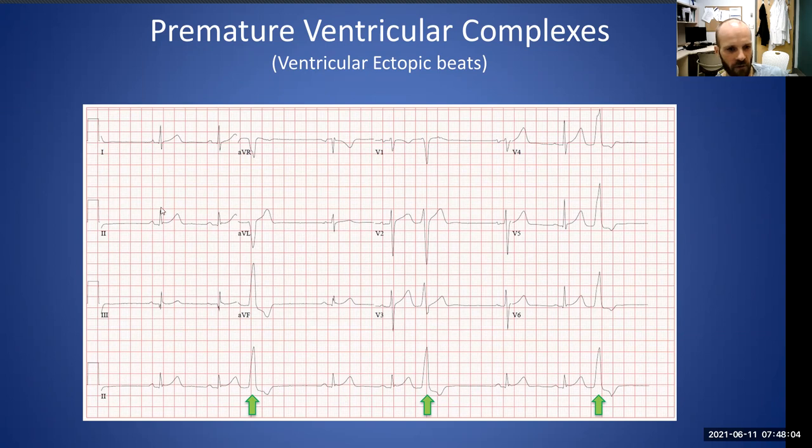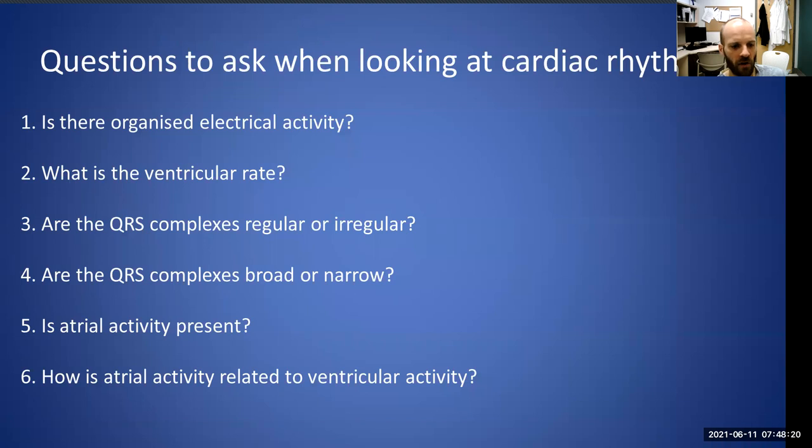So here, unfortunately, we don't have one that we've got on lead one. But you can tell from the shape of them that they're rather different from the rest of the QRS complexes that we've got.